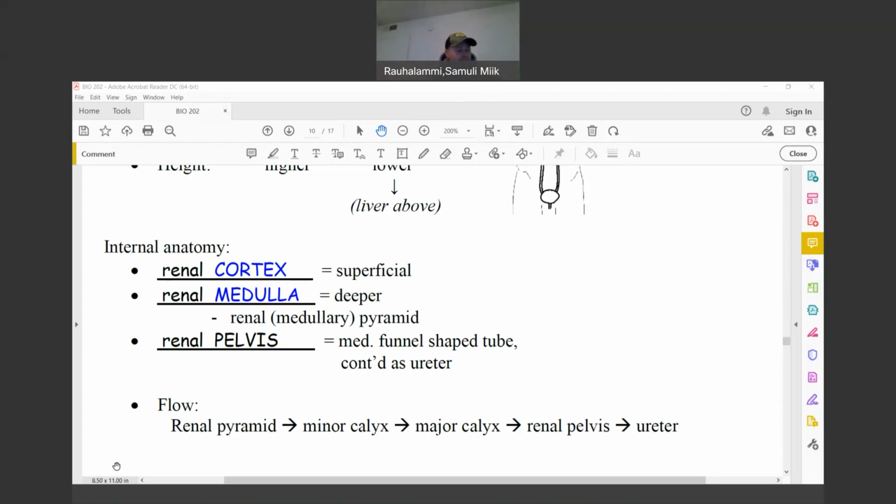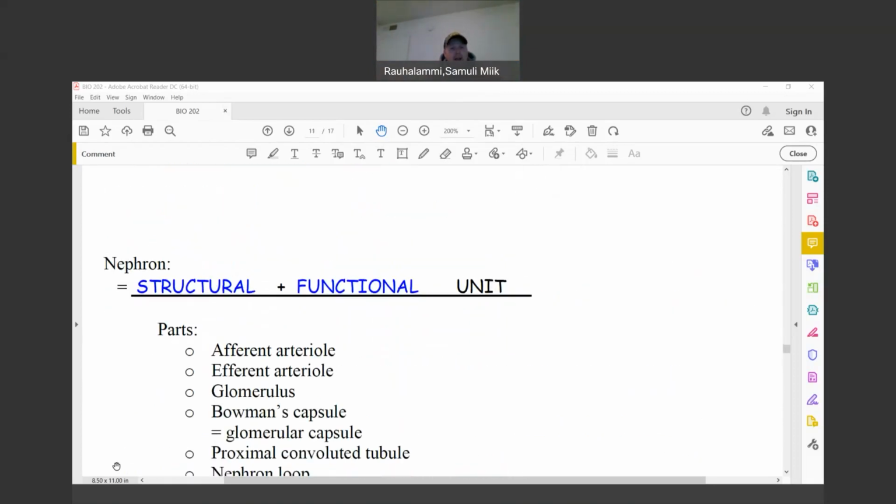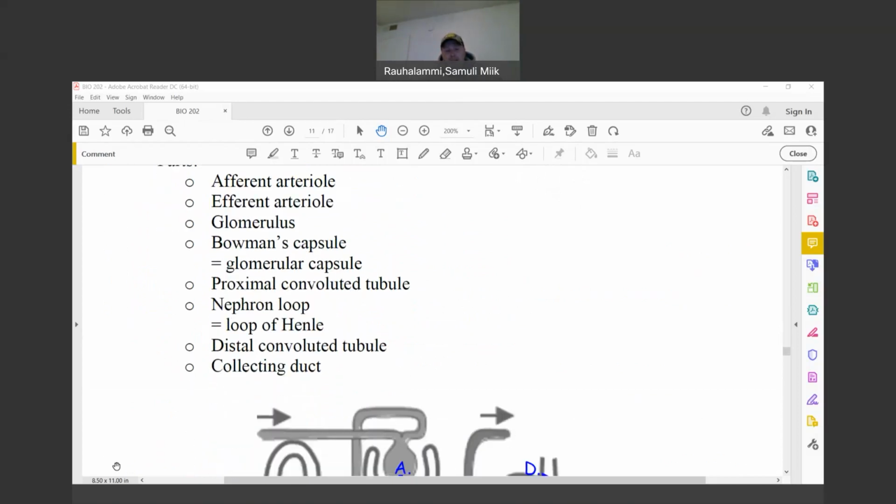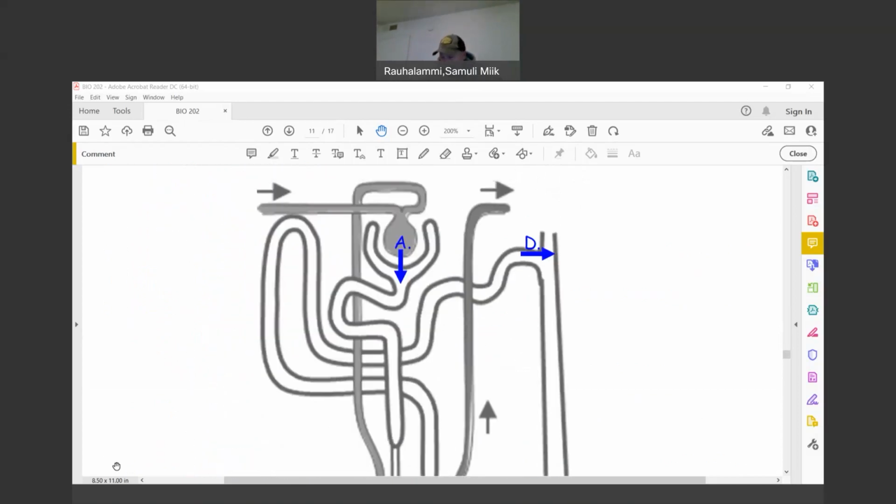The next structure that I have here, I wanted to talk a little bit about nephron. And the reason why we're talking about nephron is that it is really the structural and functional unit of the urinary system and the kidney. It's the business end. I've listed the parts of the nephron here for you. I didn't mark them on this diagram, but we can go through them together.